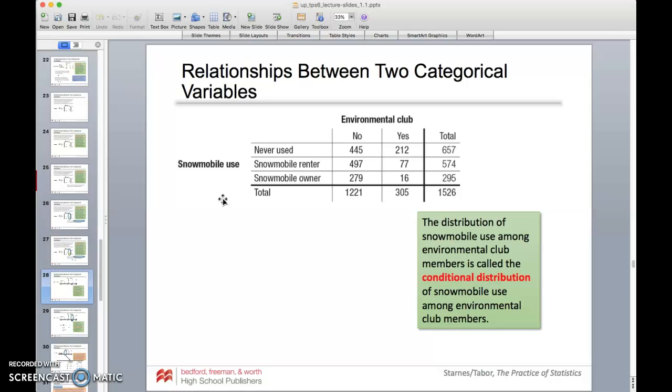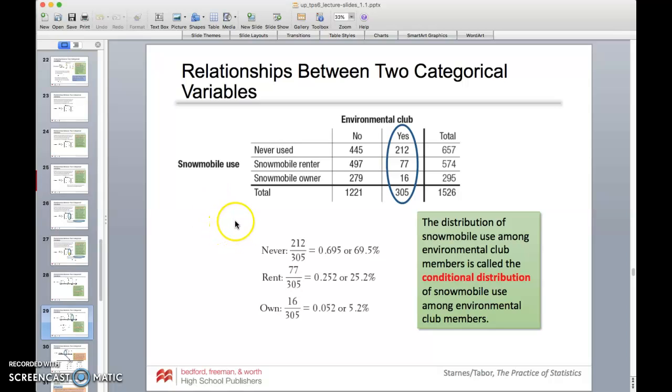Now, the distribution of snowmobile use among environmental club members is called the conditional distribution of snowmobile use among environmental club members. Again, the condition is that we are environmental club members. Well, the conditional distribution here is that 69.5% never, 25.2% do rent, and a small percentage, 5.2%, actually own. So that's the distribution we have.